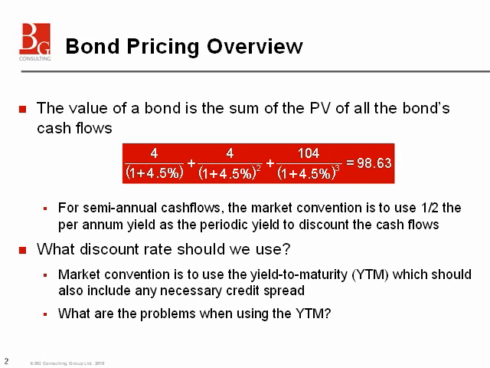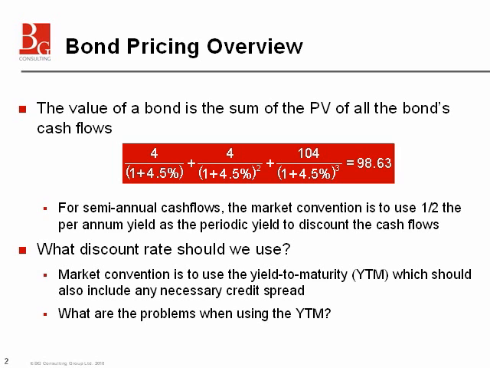Note, since the price is the present value of the cash flows, there's an inverse relationship between price and discount rate. The higher the discount rate, the lower the value of the bond. We will expand on this relationship in a moment. But what discount rate should we use?